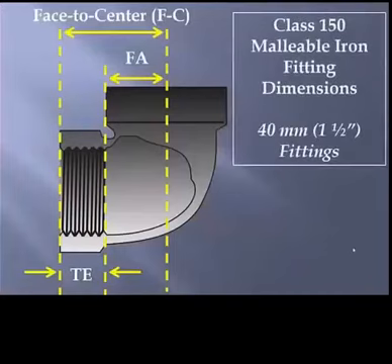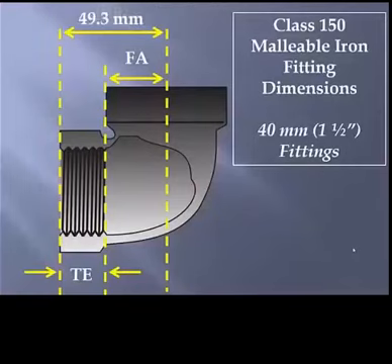So let's take a look at some actual measurements from a 1.5-inch malleable iron fitting. We're using metric dimensions. So a 1.5-inch malleable iron fitting is often referred to as a 40 millimeter fitting. So the face to center of a 40 millimeter malleable iron fitting is 49.3 millimeters. The thread engagement is 17.8 millimeters. Again, these dimensions are well published and easily referable. What the pipe trades worker will be required to calculate is the fitting allowance when given the face to center and thread engagement for any specific fitting.